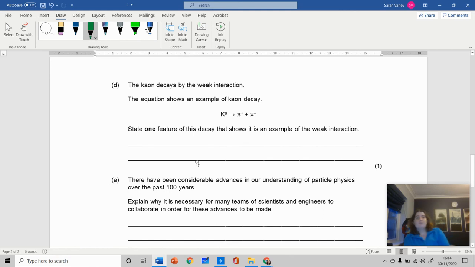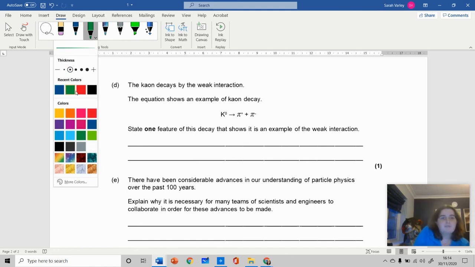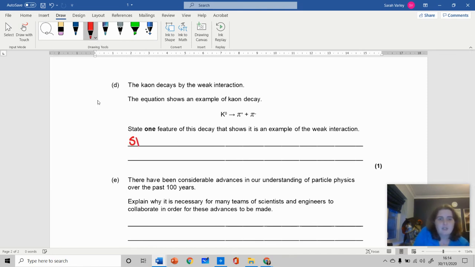Okay, so the kaon decays by the weak interaction. Take one feature of the decay that shows the weak interaction: strangeness is not conserved. If you're ever asked why, it's the defining factor of a weak interaction that strangeness is not conserved. You can see that I've got a kaon with strangeness and I've got pions with no strangeness. So strangeness is not conserved. 1 mark. Nice, easy one.